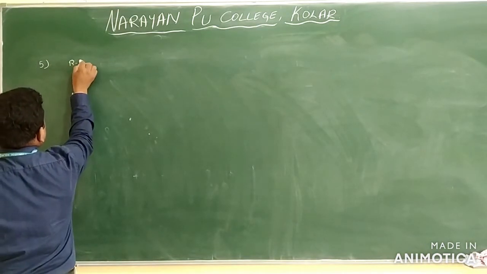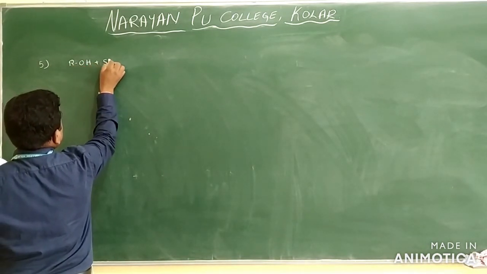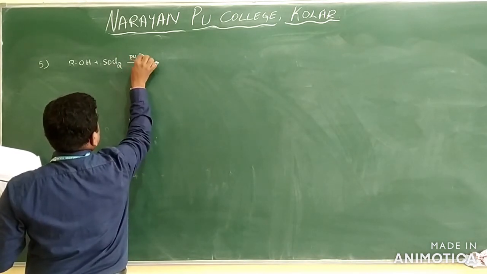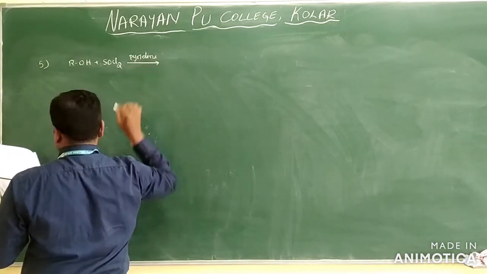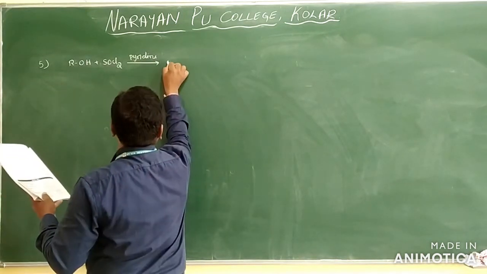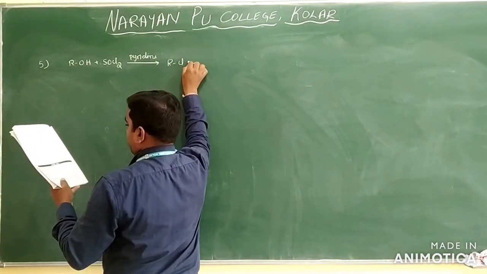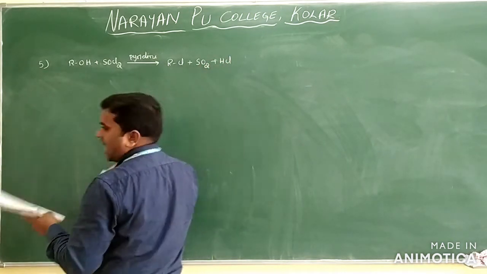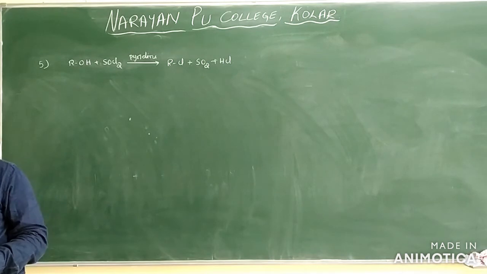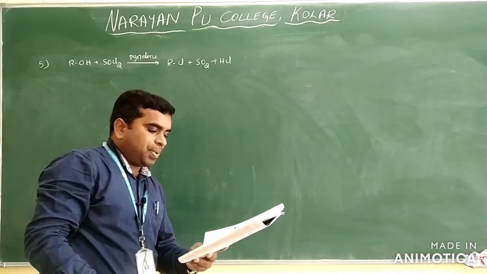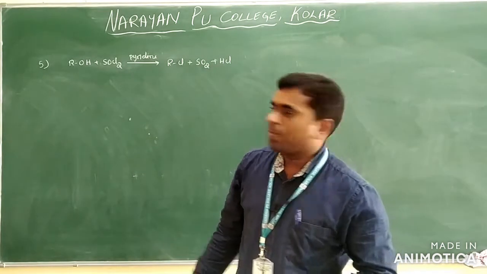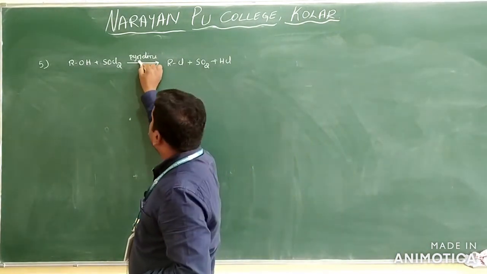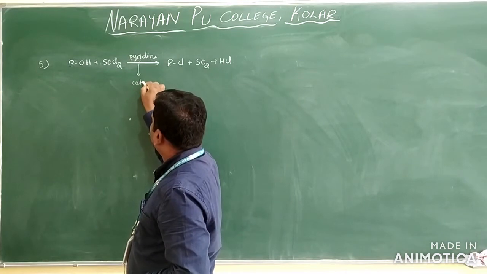ROH reacts with SOCl2 in the presence of pyridine. Clear? So it gives RCl plus SO2 plus HCl. Here they are asking: in the above reaction, what is the role of pyridine? The role of pyridine in this reaction is a catalyst.